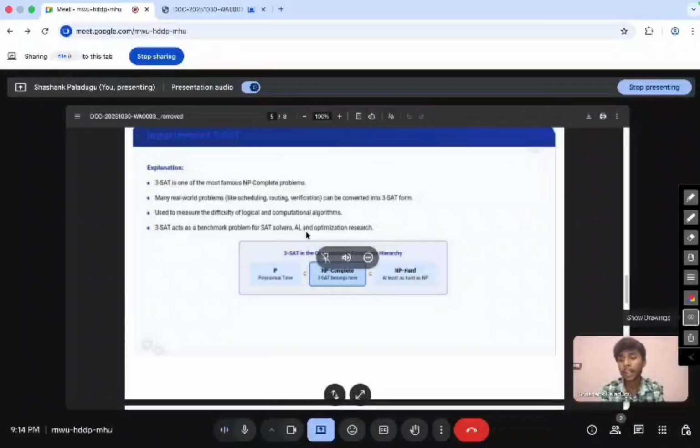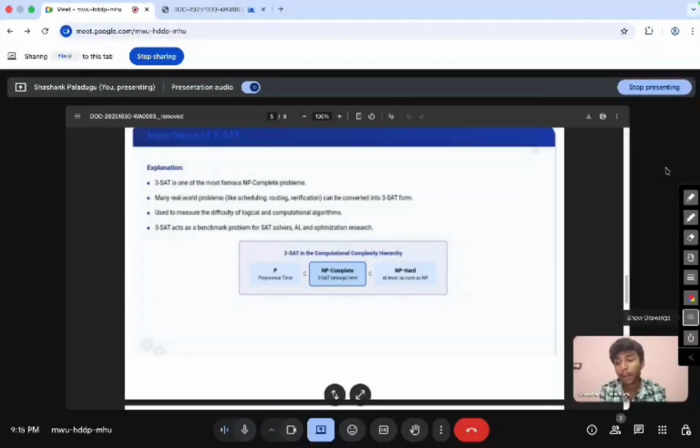Now let's look at the importance of 3-SAT. Now let's talk about why 3-SAT is so important. 3-SAT is one of the most famous problems in computer science because it's NP-complete. Let me explain NP-complete in simple language. Imagine you have a puzzle that is very easy to check once someone gives you the answer, but extremely hard to solve from scratch, right?